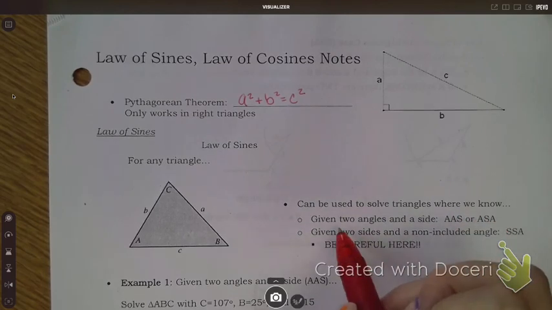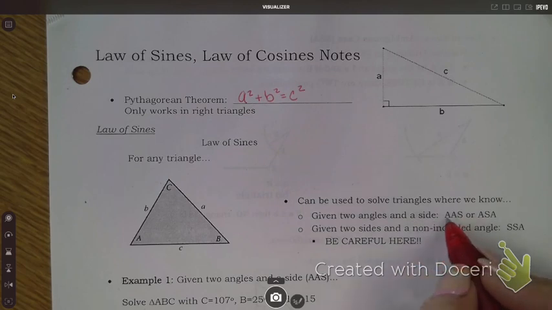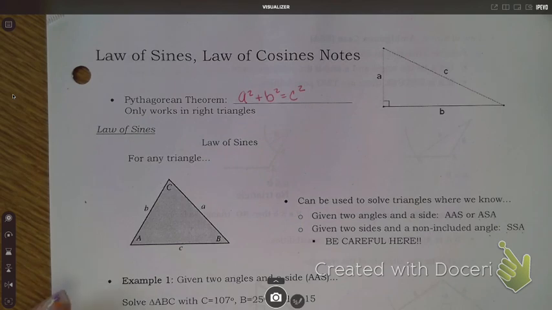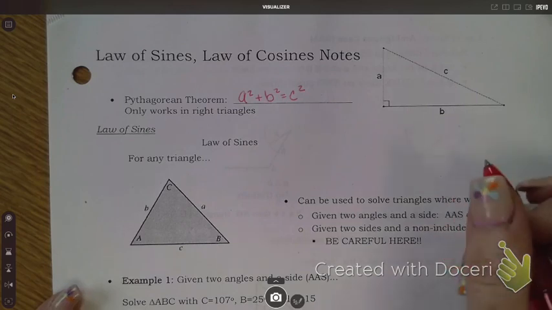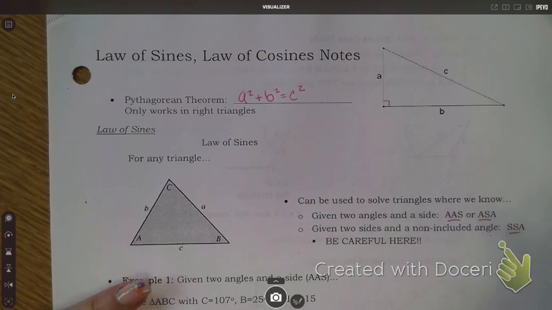So what the law of sines says, first of all, is that it can be used to solve a triangle where we're given 2 angles and a side, so that would be angle, angle, side or side, angle, side, or we're given 2 sides and a non-included angle, which would be side, side, angle. What about angle, side, side? I don't typically classify it that way; I talk about the pieces that we have.